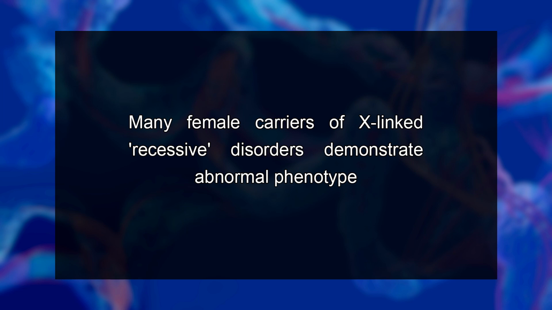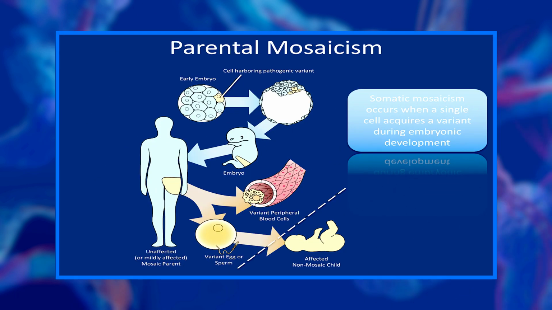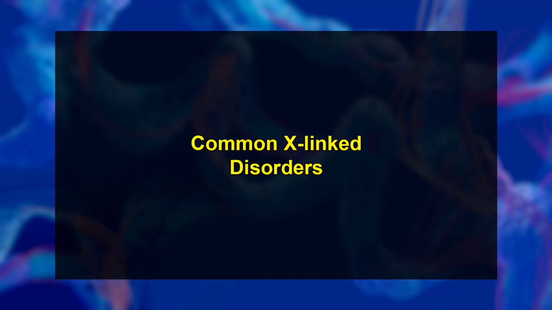Dear students, the current view is as such. Many female carriers of X-linked recessive disorders demonstrate an abnormal phenotype. This is due to the variable expressivity of X-linked disorders and the involvement of several mechanisms, for example, skewed X inactivation, somatic mosaicism, etc. So recently, it has been proposed that the terms dominant and recessive should be discontinued and all disorders should be categorized as X-linked.